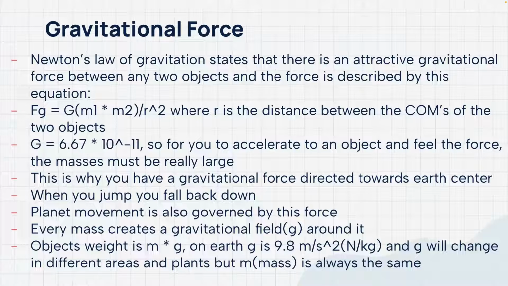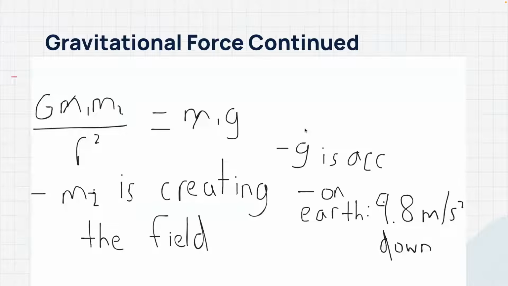An object's weight is equal to m times g, and on Earth, g is equal to 9.8 meters per second squared, and g will change in different areas and planets, but mass is always the same. So now we're going to go over a quick derivation of connecting the Newton equation of gravity to this equation and solving for lowercase g.